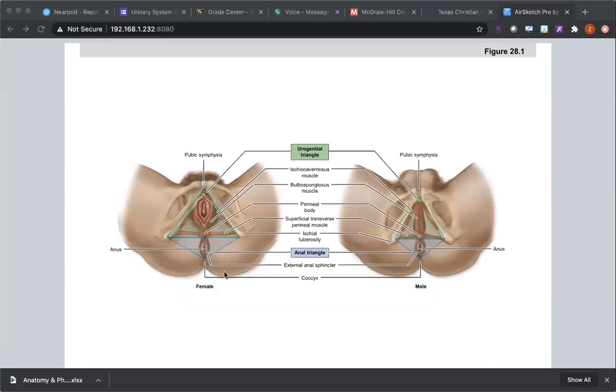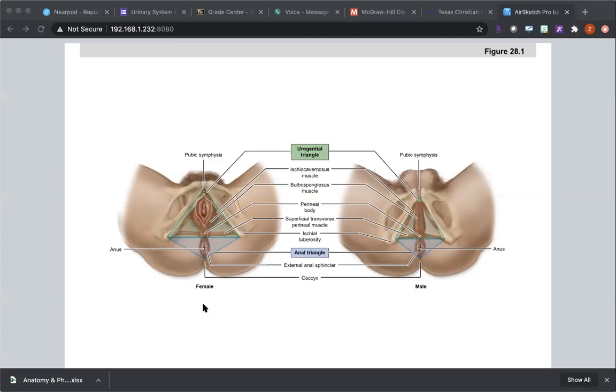You talked about this in AMP1 when you talked about the skeleton and the pelvis differences between males and females, right? So you know that in females, this triangle is going to be wider, and that is so that it can accommodate passage of a fetus eventually. And so there are these points that mark these triangles. The urogenital triangle is marked by the pubic symphysis and the ischial tuberosities, and the anal triangle has those ischial tuberosities, and the coccyx is what marks that.